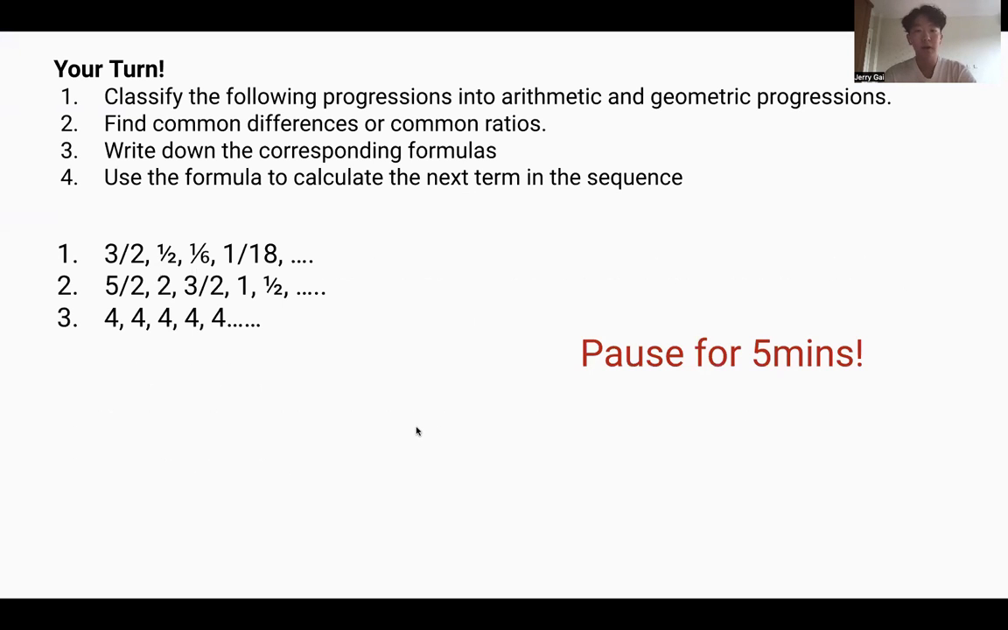Next, please pause the video for 5 minutes and try to solve the following question. You need to classify each sequence as geometric or arithmetic, find the common difference or common ratio, write down the formula, then use that formula to calculate the next term in the sequence. Please pause the video.